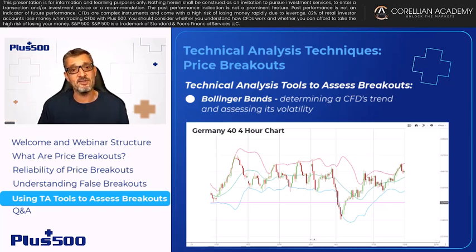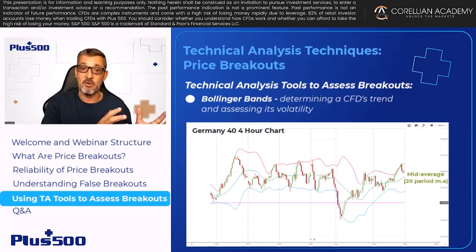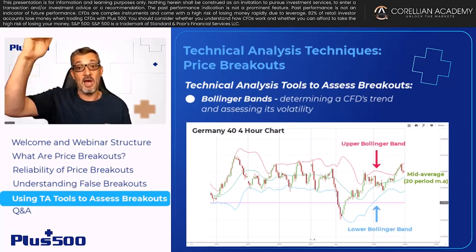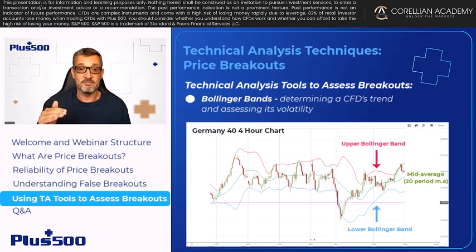So what are Bollinger Bands? Well, a Bollinger Band is a moving average envelope that consists of 3 lines. That's a simple 20-period moving average, which is called the mid-average, and lines above and below the mid-average that are called the upper and lower bands.